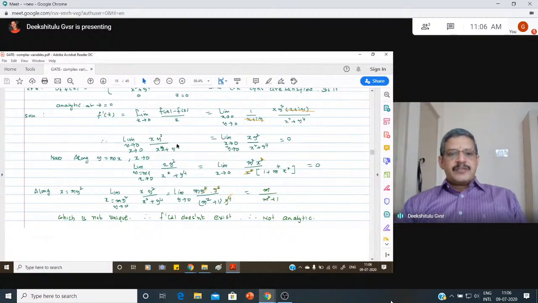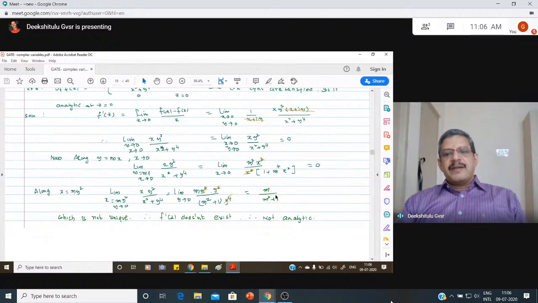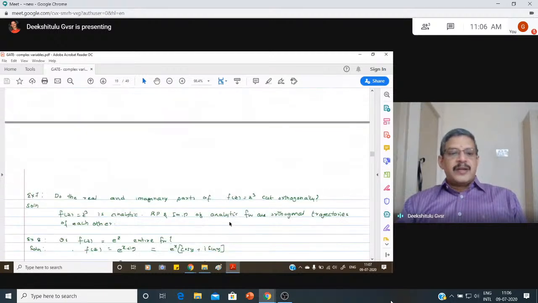So this function xy square by x square plus y power 4 becomes, when we put x is equal to my square, m into y square, m y power 4 by x square is m square y power 4 plus y power 4. If you take y power 4 common, cancel, we get m by m square plus 1, which may not be equal to 0, the same thing. It depends on the value of m. If you change the value of m, the limit changes. So that means the limit is not unique and f dash does not exist and then not analytic.